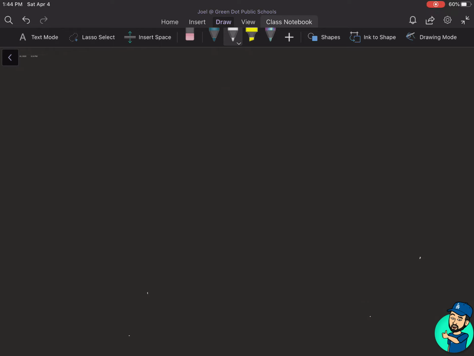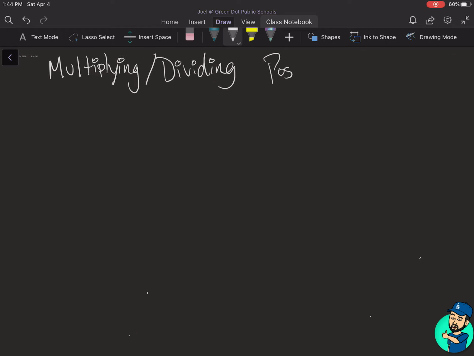This time we're going to be multiplying/dividing positive and negative numbers. I'm going to show you a simple way to remember this in a bit. But first, we have some rules to cover.